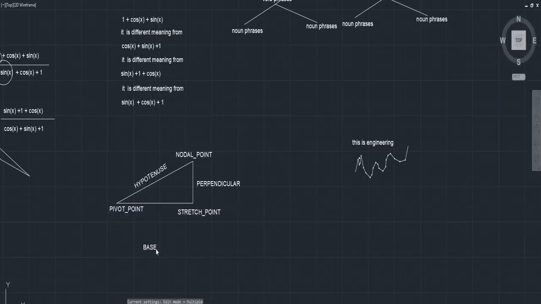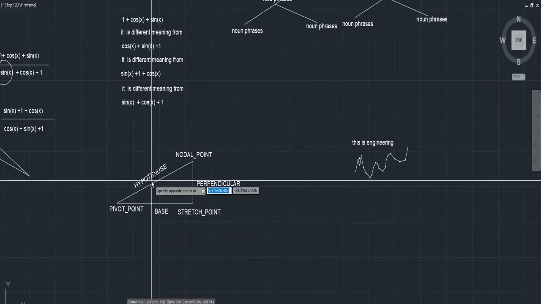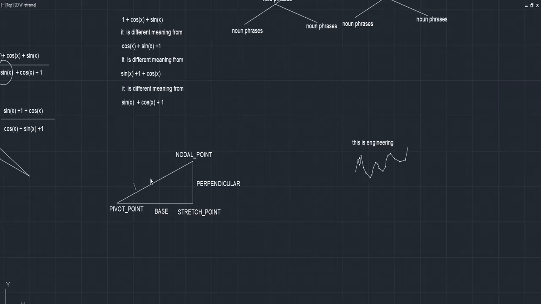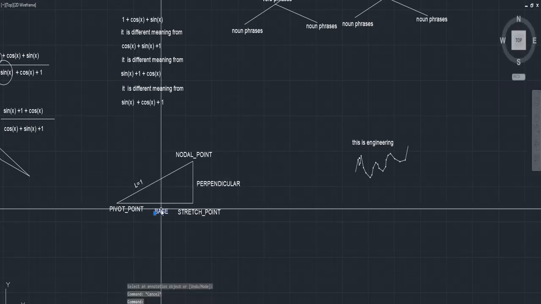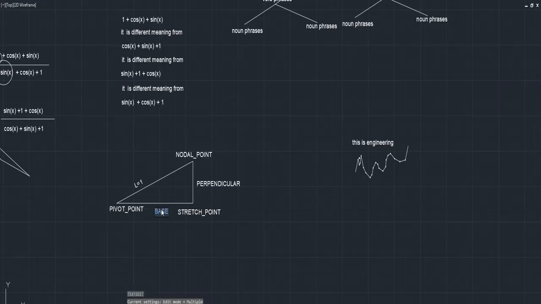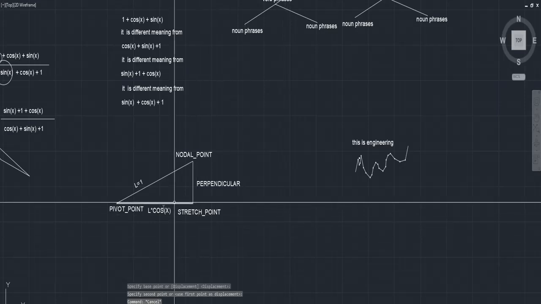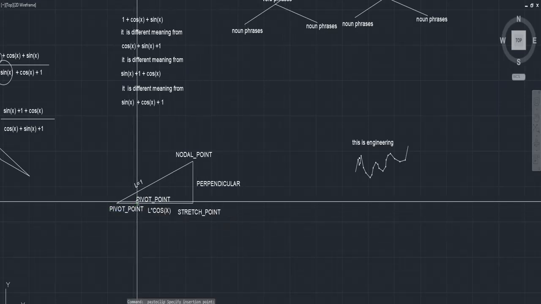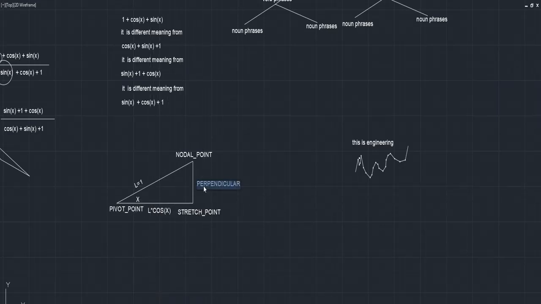This one is the base. Now if this is the condition, and this is the hypotenuse taken as L equal to 1, then this one becomes L times cos x, the base, and the seed angle is x. Here the seed angle is x, so the perpendicular becomes L times sin x.